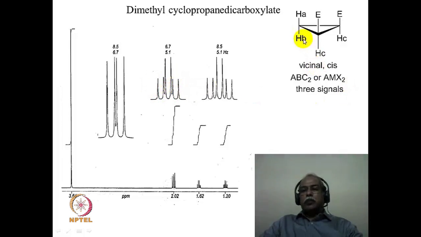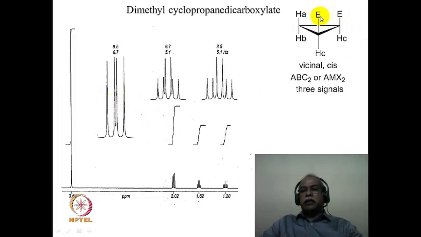Similarly, if you look at HB also, it will be split into a doublet by HA and further split into a triplet by HC. So, again another doublet of a triplet is what should be seen. You can once again see two overlapping doublets of a triplet in this particular case. So, HA appears as a doublet of a triplet, HB appears as a doublet of a triplet, and HC itself appears as a doublet of a doublet.